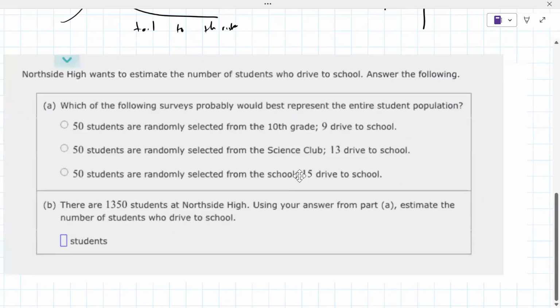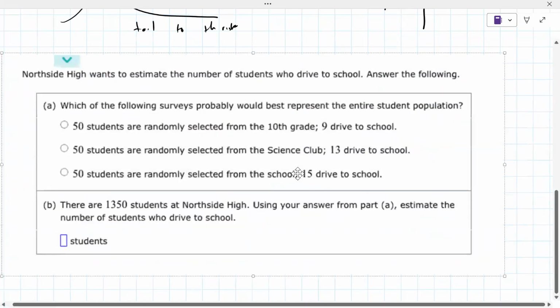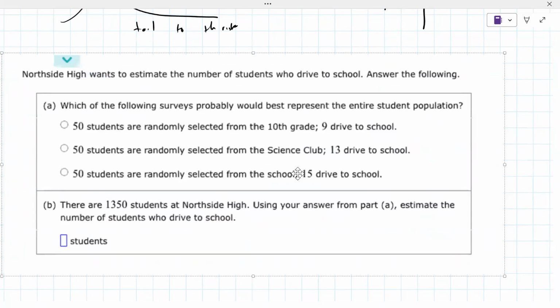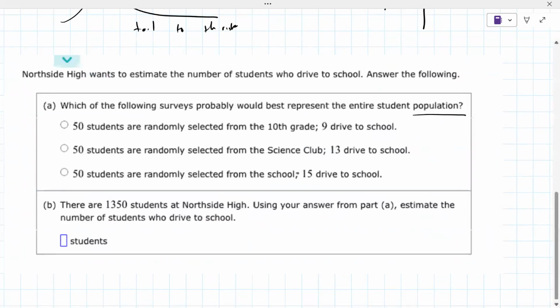All right. North side wants to estimate the number of students who drive to school. Answer the following. So they're talking about populations and samples. So the population is, well, why is it written this way? Which of the following surveys probably would represent the entire student population?